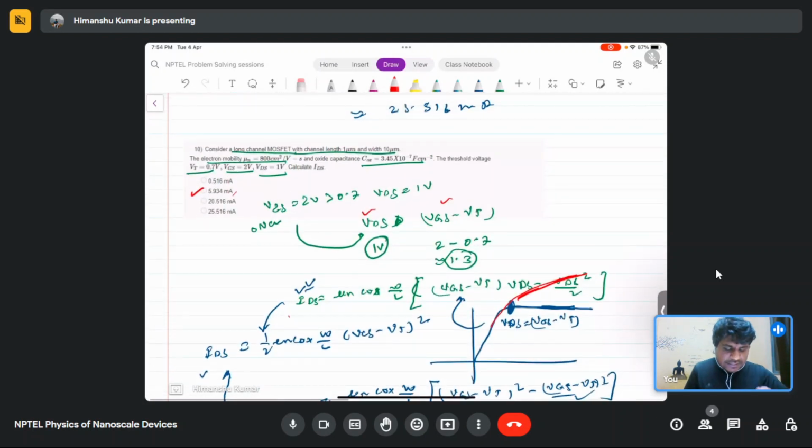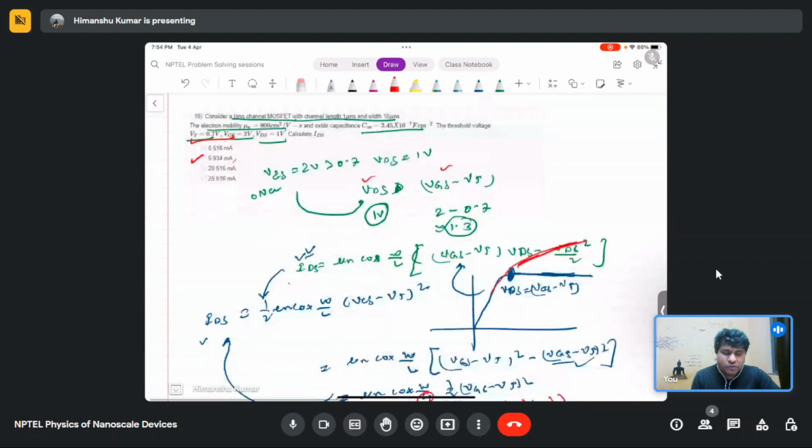But this is critical. First you need to check whether your transistor is in the on region by checking whether your gate to source voltage is larger compared to threshold voltage. Then you need to check whether drain to source voltage is larger, smaller or equal to gate to source minus Vt. So that is what you need to take care of. If you go by this procedure, you will always reach the correct answer.